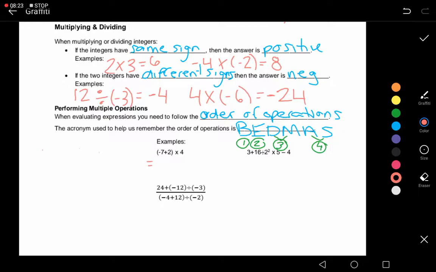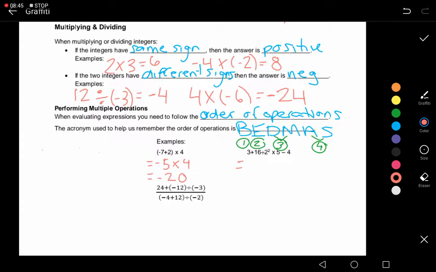-7 plus 2 is -5 times 4. Okay, and you're going to use your rules from above to complete this. -5 times 4, those have different signs, so I know my answer has to be negative. 5 times 4 is 20. Okay, that one is done. Now let's move over here.